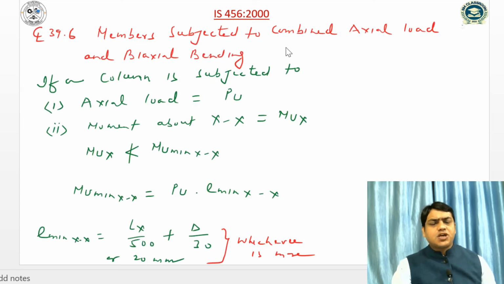Similarly, here we can see the member subjected to combined axial and biaxial bending. If a column is subjected to axial load PU and moments about XX axis and YY axis are also there, then the moment about XX, that is MUX, should not be less than the minimum moment about XX. And what is the minimum moment? That is the axial load into E minimum about XX. And minimum eccentricity can be computed as Lx by 500 plus D by 30 or 20 mm, whichever is more.